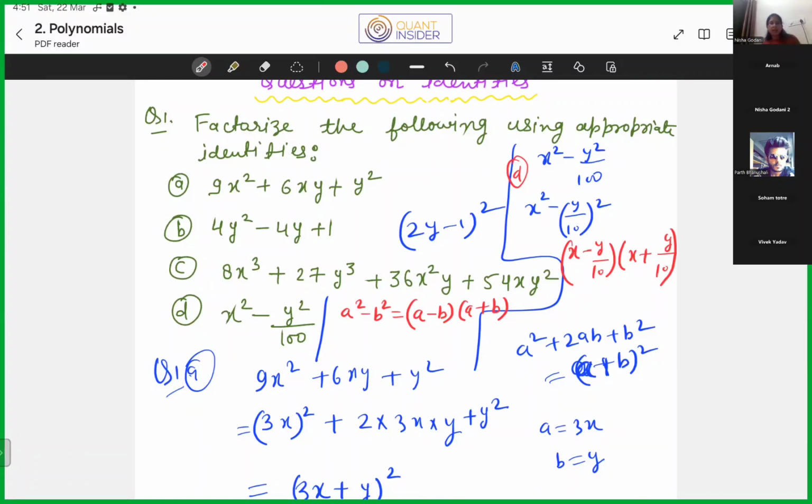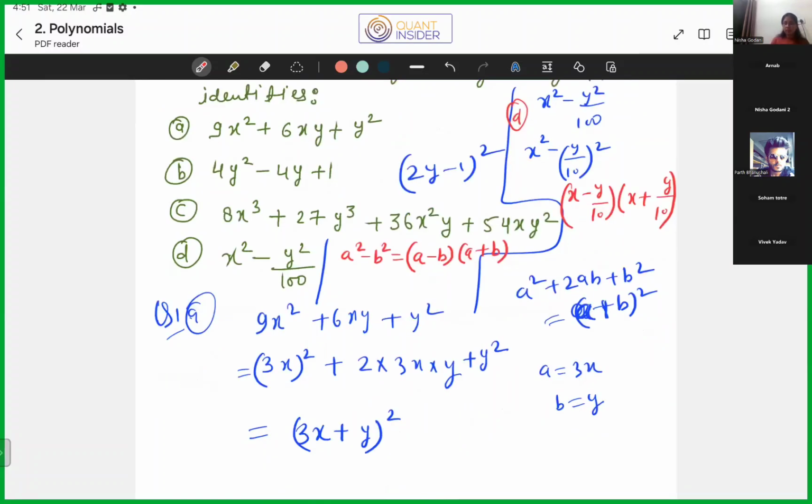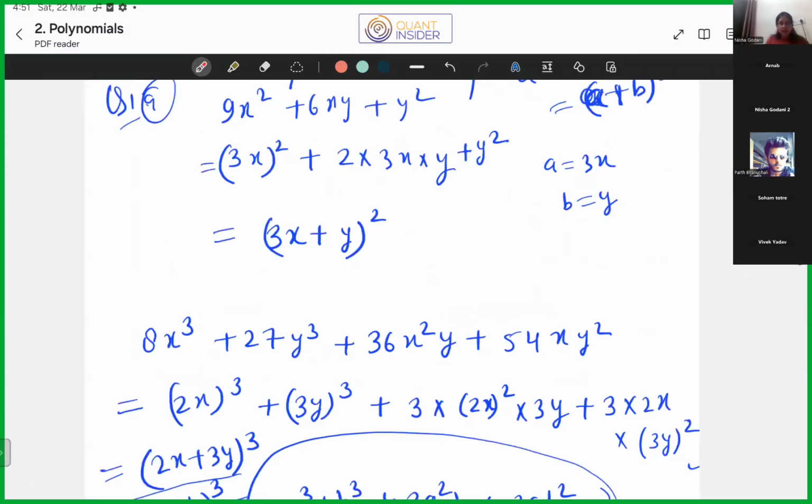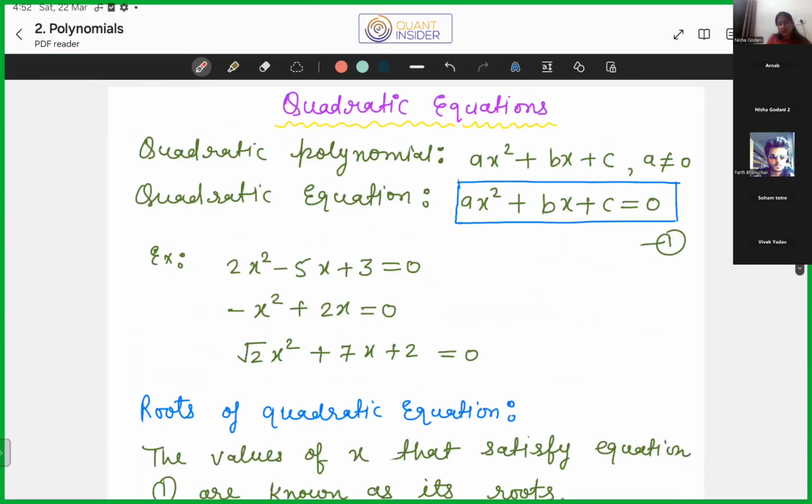So identities are used to find the factorizations. These help to factorize, and many other applications are also there of these identities. These are some basic identities that I have applied on these questions. I hope this part is clear to everyone, because now I have to move to the solutions for the roots of quadratic and cubic equations.